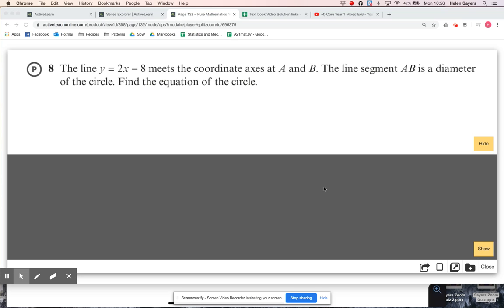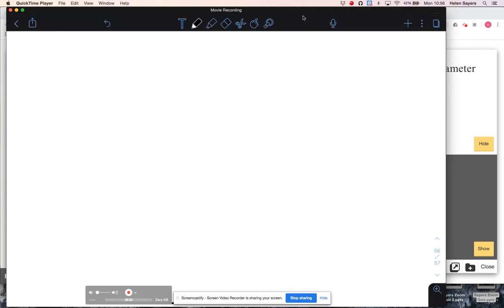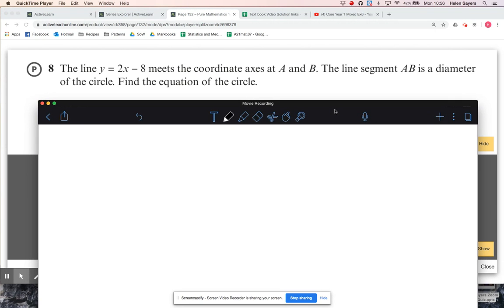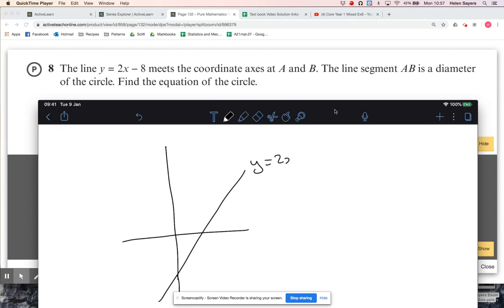Okay, we're looking at mixed exercise 6 from the first year core textbook. So this is on circles and we're on question 8. I'm given the equation of a straight line and I'm told it meets the coordinate axes at A and B. So let's find A and B. The straight line is y equals 2x minus 8. So that looks something like that.